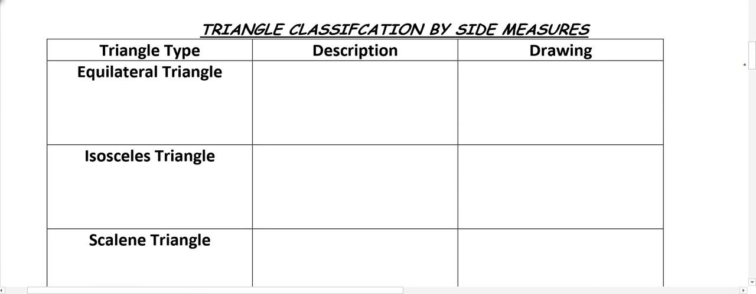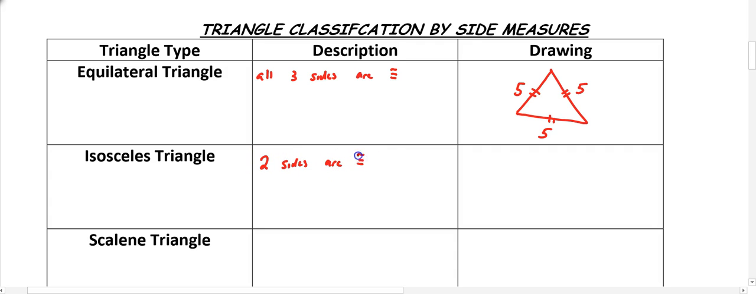Now, the other way to classify triangles is by the side measure. So in an equilateral triangle, all three sides are congruent. So they're all going to have the same measure in the triangle. So they might have all the same tick mark, and they're all going to have the same measure. An isosceles triangle, then, has two sides that are congruent.